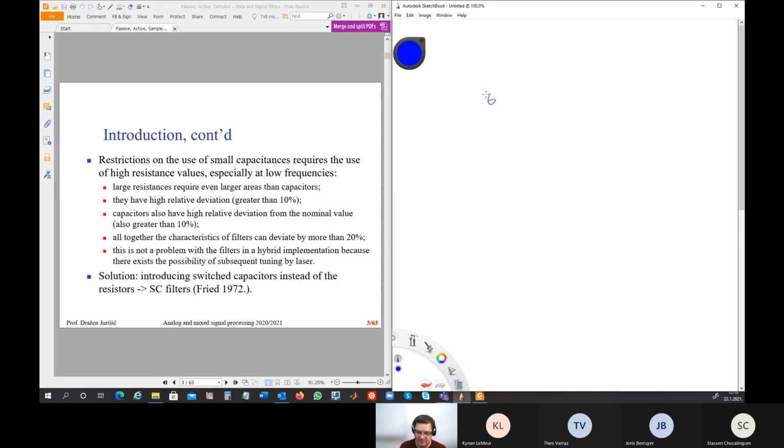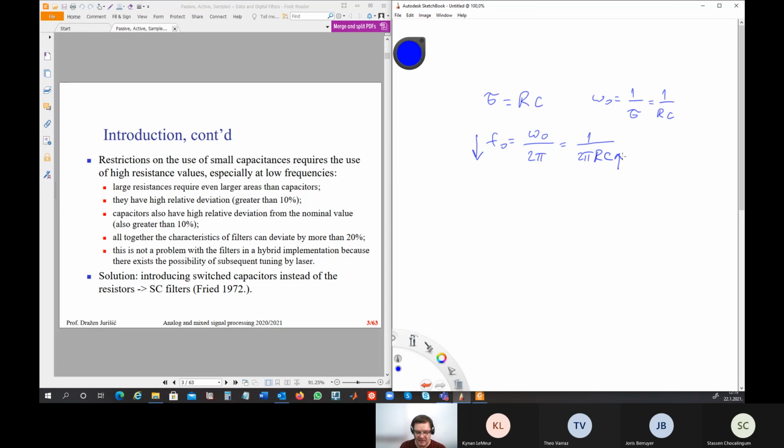The tau, which is the RC product, so F0 is omega 0 over 2 pi, and omega 0 is 1 over tau, which is 1 over RC, so F0 is 1 over 2 pi RC. To have small F0, you need either high R or high C.